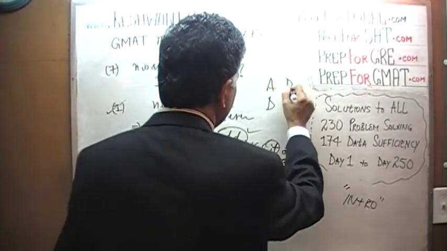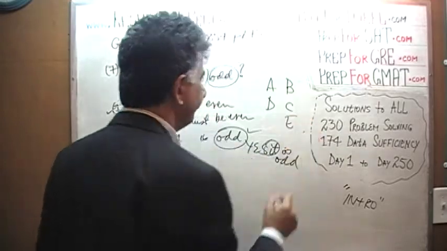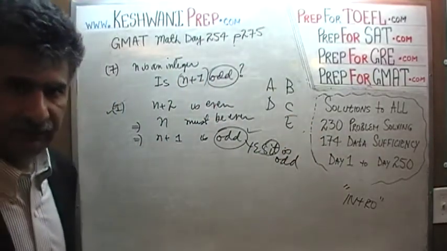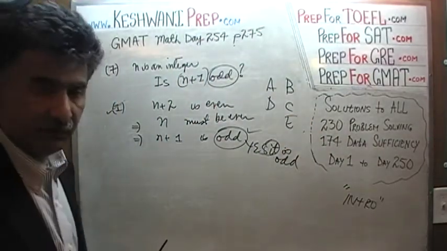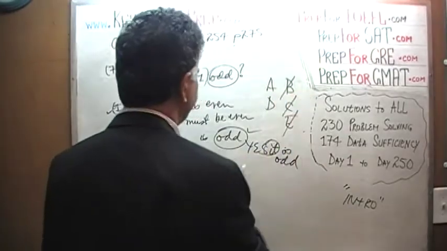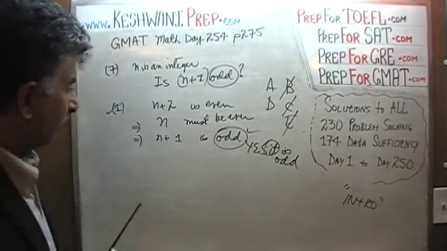AD, BCE. Now, because the first statement is enough, we know that the answer cannot be B, C, or E. It would have to be either A or D.